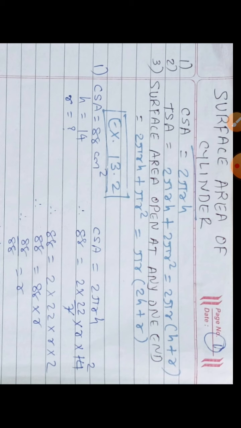So you do not need to memorize this formula; only CSA and the two circles' area are added. Now sometimes the cylinder is open from one end and closed from the other end. At that time, do not add 2 pi r square, only 1 pi r square. So in the third formula, the surface area is open at only one end. So 2 pi r h plus pi r square. It becomes pi r taken common, not 2 pi r. Pi r is common, so 2h is left, and from the second term r is left. Okay, so these are the basics.